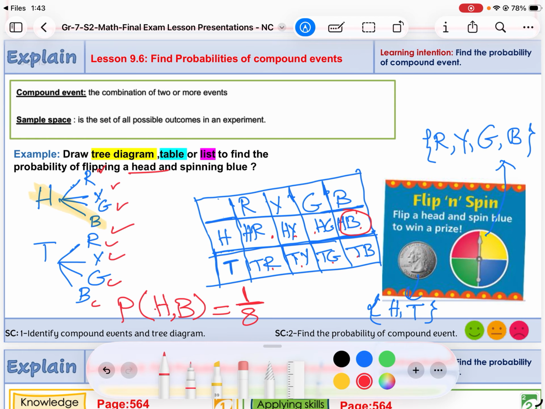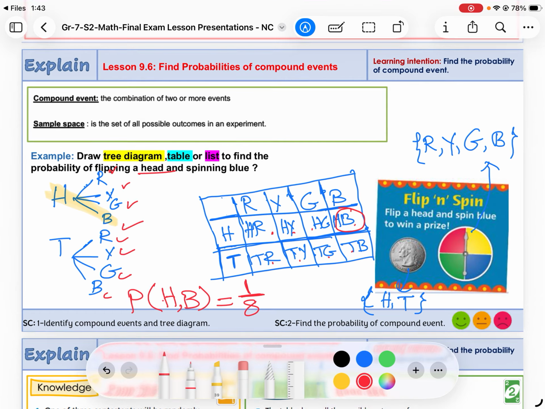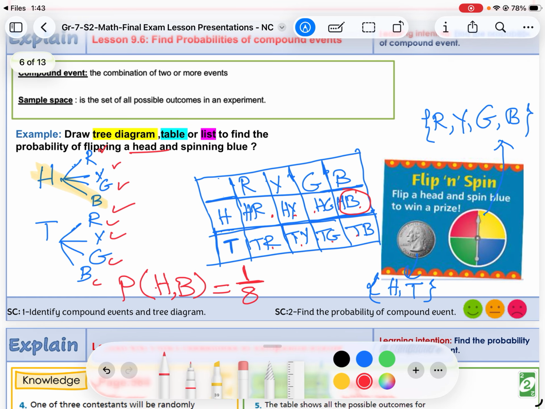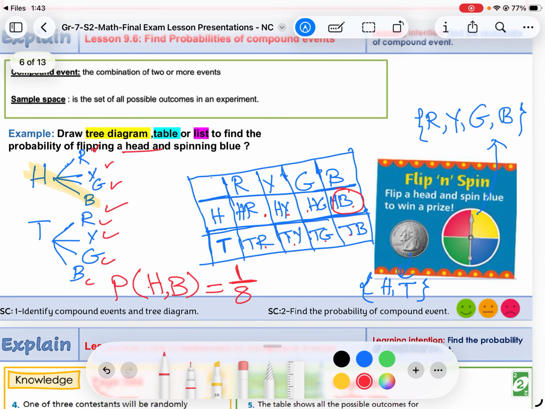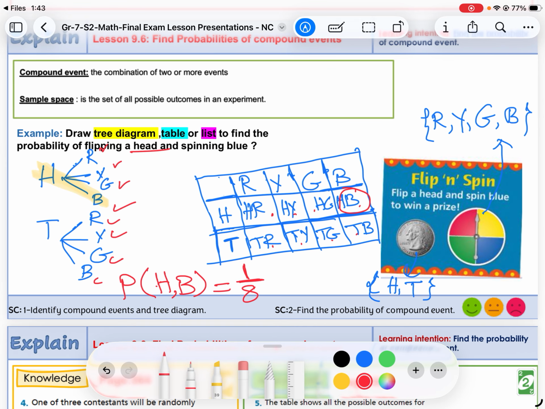Okay guys, I'm gonna show you also one way. Some of the questions they will ask you without having to do the tree diagram or the table or the list. They will ask you just one simple question: what are the total number of outcomes that you will get from tossing the coin and spinning this wheel?